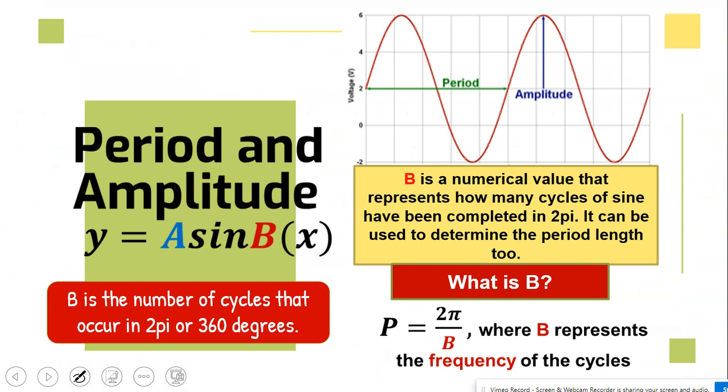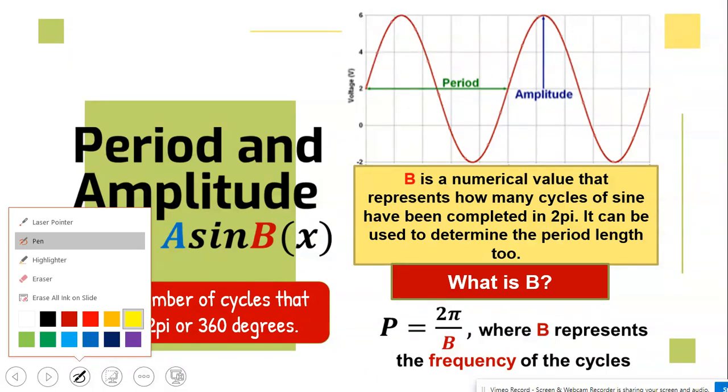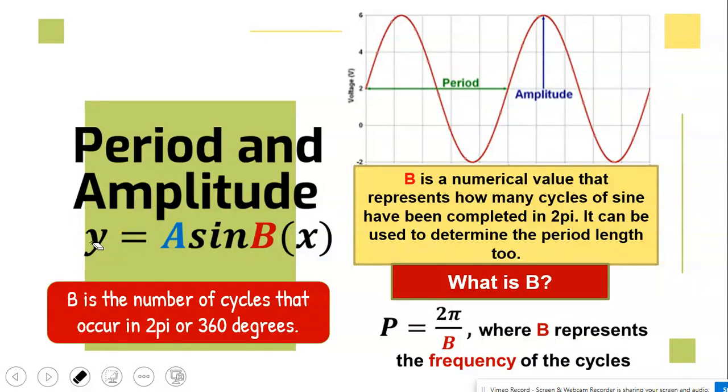So notice for this equation, A times sine bx, there's not a letter for P in there. There's no letter for the period. There's A for the amplitude, but there's not P. So the question is, what in the heck is B representing?